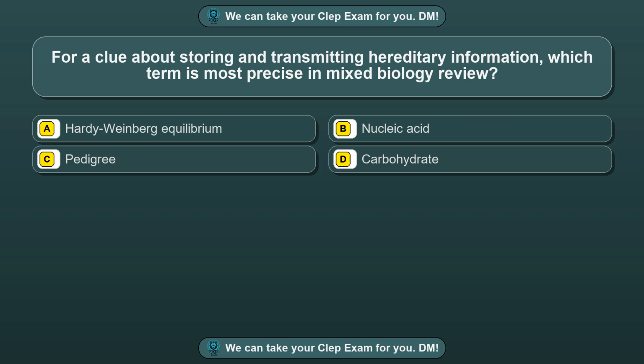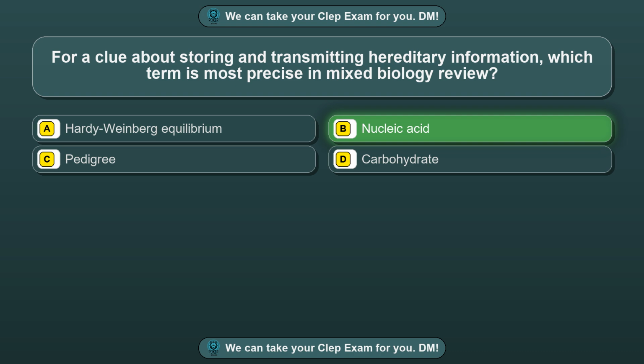Question 6. For a clue about storing and transmitting hereditary information, which term is most precise in mixed biology review? Option A. Hardy-Weinberg equilibrium. Option B. Nucleic acid. Option C. Pedigree. Option D. Carbohydrate. The correct answer is option B.